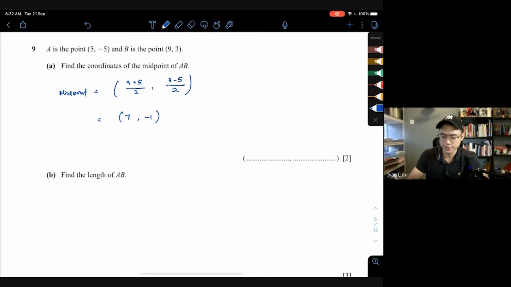The common mistake is that you take x1 minus x2 divided by 2. Don't do that. What's the trick that I taught you? What's in between 3 and 5? 4. How do you get 4? You don't take 5 minus 3 divided by 2, right? It's 3 plus 5 divided by 2.